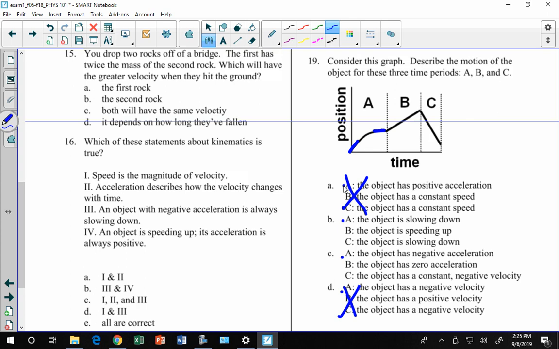And now let's look at the second one. For B, the object is speeding up, or the object has 0 acceleration. Which of those statements is true? It has 0 acceleration. Be careful, because this is position versus time, and the slope of a position versus time graph gives us the velocity, and the slope of this guy is constant. That means that the velocity is constant, so the object is not speeding up. So the answer has to be C.